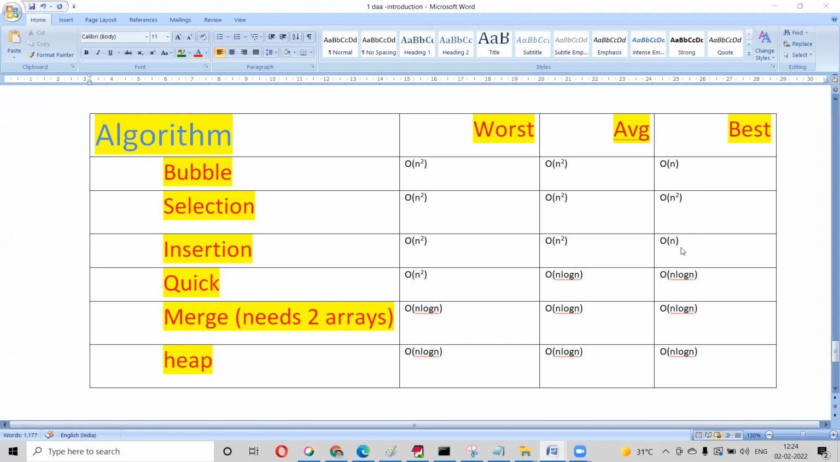Quick sort worst case is order of n square. In this, the first three are working on the brute force technique: bubble sort, selection sort, and insertion sort. The next three are working on the divide and conquer strategy. Children, are you able to see my screen?